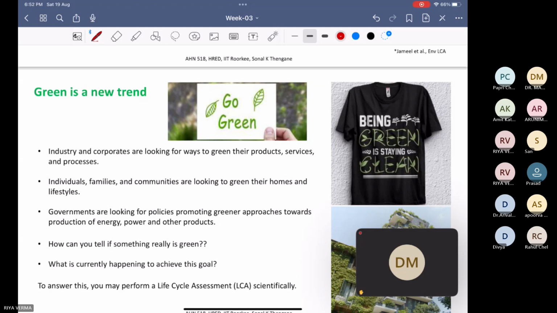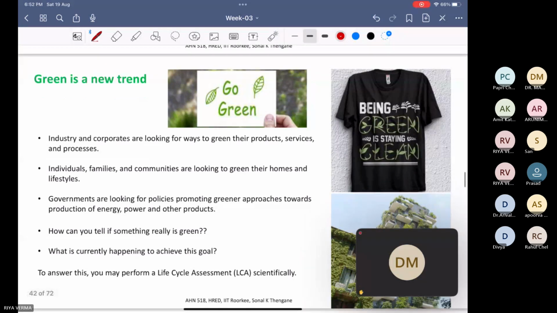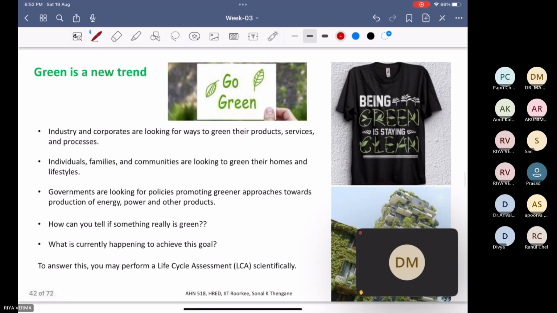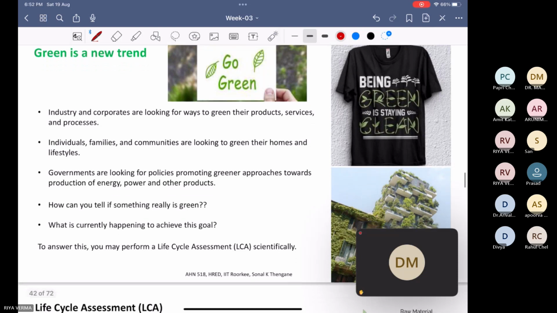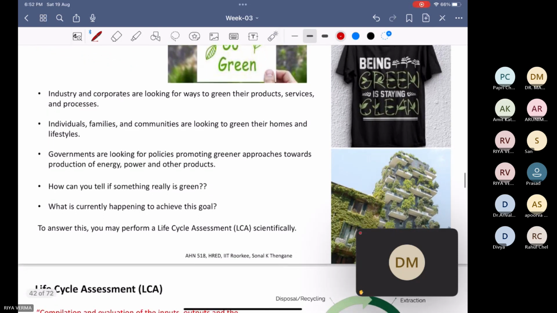तो अभी क्या है कि not just for the sustainable point of view, this is more sort of a business or economical point of view is also there for this life cycle assessment or this green concept. So government is also looking for policies to promote greener approaches towards production of energy, power, and other products. And like, how can you tell if something really is green? Okay, so there's a debate going on e-vehicles. So can anyone tell me that if they are actually green or not?